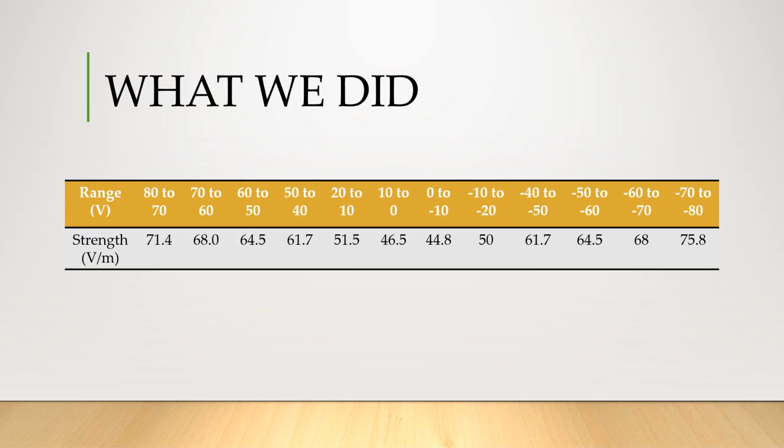This is the table showing the results. So we have from the lines of 80 volts to 70 volts. In between those, what we did is we took the two potentials and we subtracted them, and then we divided by the distance between the two, and that gave us the strength of the electric field between those two lines. And you can see the further you get to the middle, the lower it goes. Then when you start going even further over towards the negative charge, the actual strength of the electric field increases more.